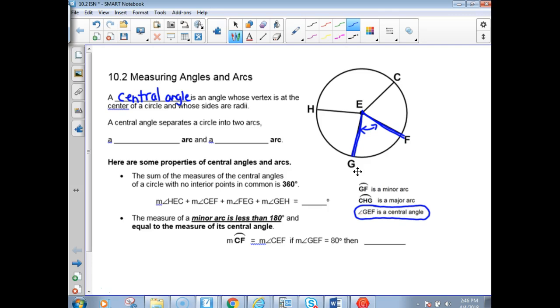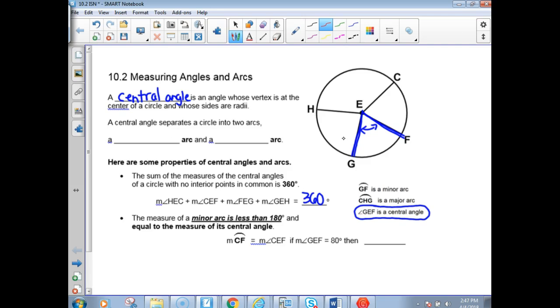Now, there's other central angles in this picture. We got angle CEF is a central angle, angle CEH is a central angle, angle HEG is a central angle. And what do you think all these angles add up to? 360. Good guess. They do. They add up to 360. Might as well go right there to that point. All these angles that I just mentioned, angle HEC, angle CEF, angle FEG, and angle GEH add up to 360.